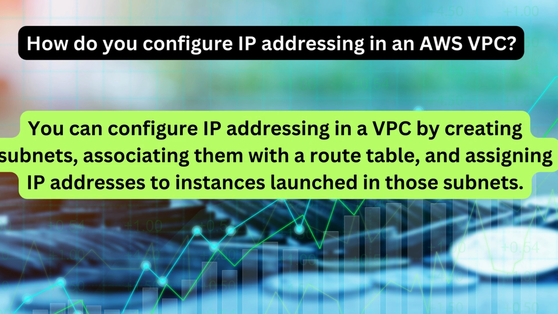How do you configure IP addressing in an AWS VPC? You can configure IP addressing in a VPC by creating subnets, associating them with a route table, and assigning IP addresses to instances launched in those subnets.